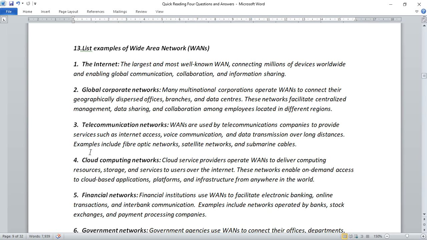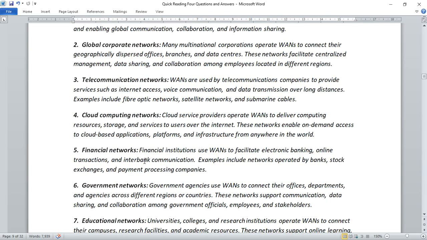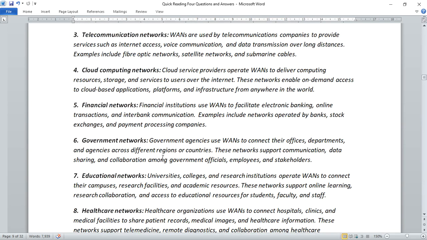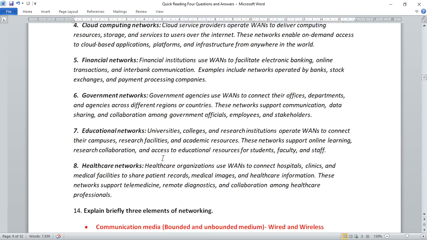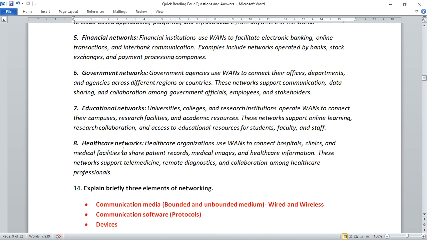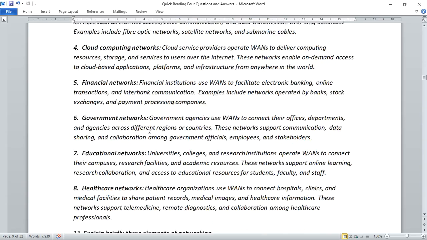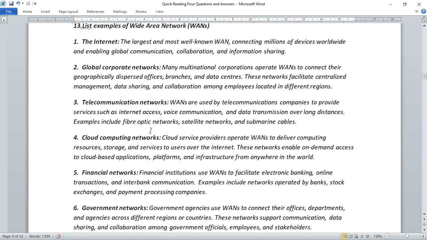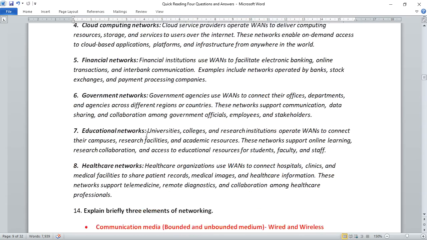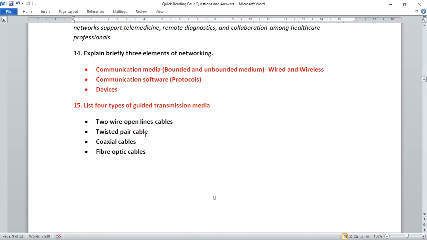Then you can talk about cloud computing networks. You can talk about financial networks, something like M-Pesa. It's actually a big financial network. You can talk about government networks. You can talk about educational networks and also health networks. So in your free time, or when you are going through this video, you can just pause and take some notes.